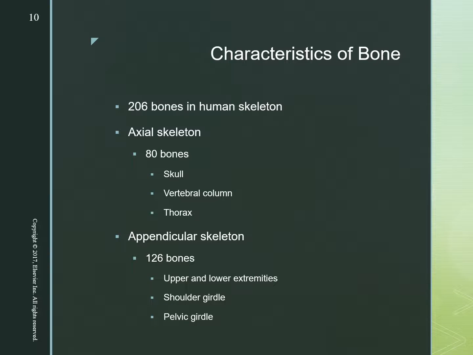There are 206 bones in the human skeleton. The axial skeleton makes up 80 bones. That includes the skull, the vertebral column, and the thorax. The appendicular skeleton makes up 126 bones. It's the upper and lower extremities, the shoulder girdle, and the pelvic girdle.